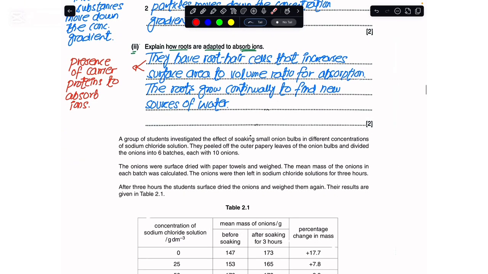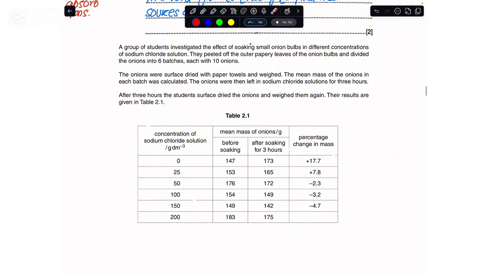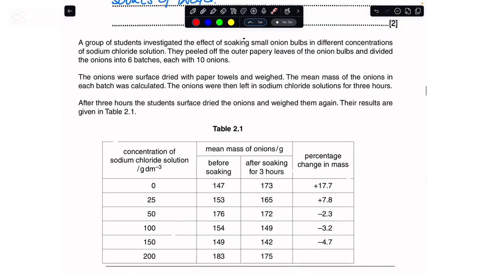Moving onward, we have some investigation to crack. And if I were to zoom in more, here they are saying that we have a group of students. What that group of students are doing is that they have taken some small onion bulbs and they soak them in solutions where they have changed the concentration of sodium chloride.